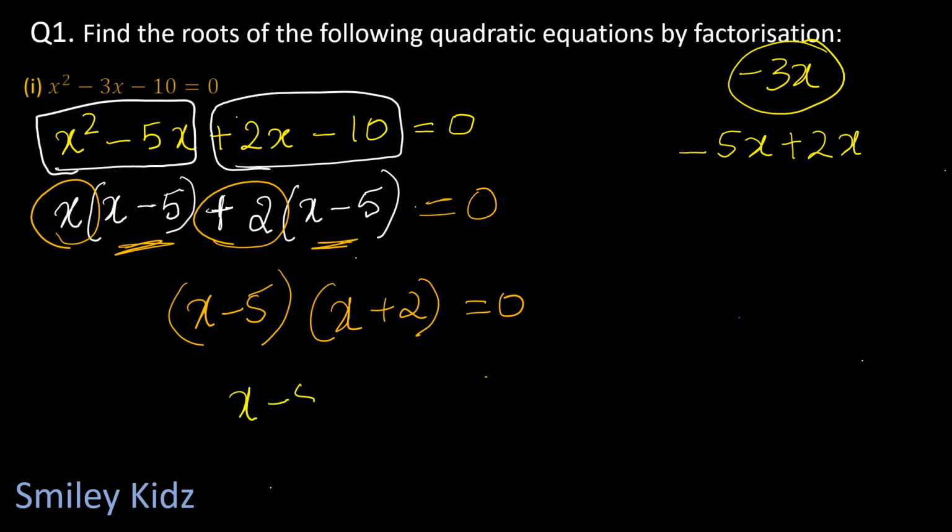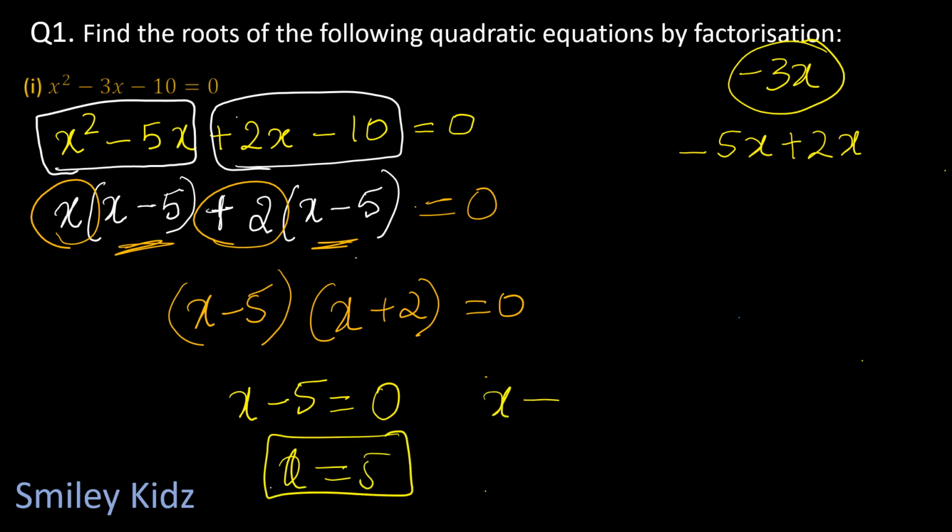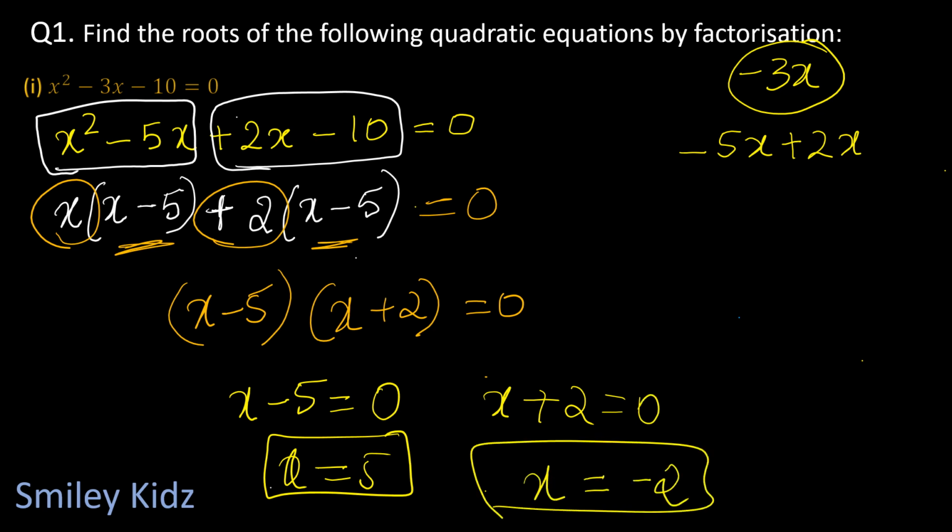Now equate each one of them to 0. So we have x minus 5 equal to 0. X is equal to 5. And x plus 2 is equal to 0. X is equal to minus 2. So what are the roots of this particular quadratic equation, x squared minus 3x minus 10 equal to 0? Well, the roots are 5 and minus 2 respectively.